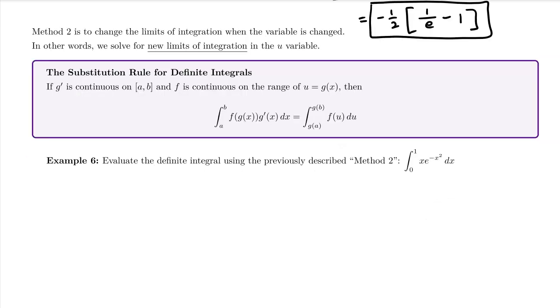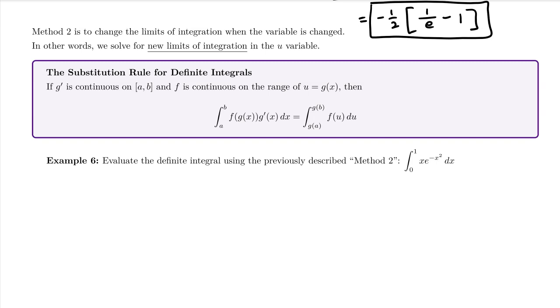So method 2 is to change the limits of integration when the variable is changed. In other words, we'll solve for new limits of integration in the u variable. So the substitution rule for definite integrals says if g prime is continuous on the closed interval from a to b and f is continuous on the range of u equals g of x, then the definite integral from a to b of f of g of x times g prime of x dx is equal to the definite integral from g of a to g of b of f of u du.